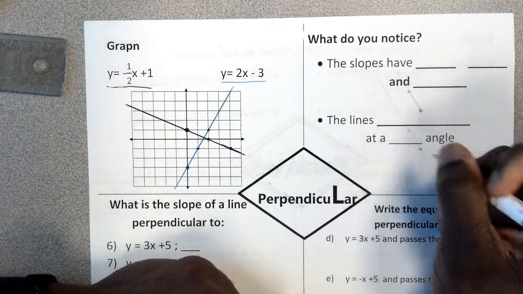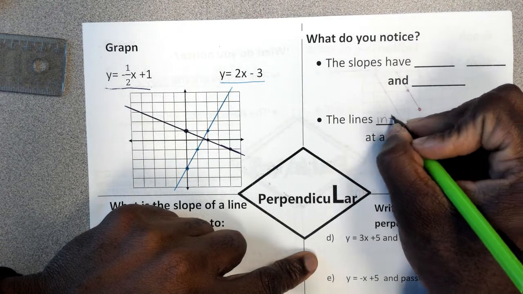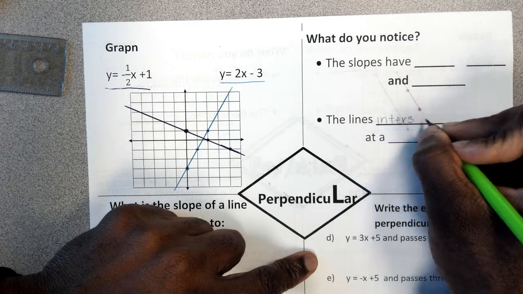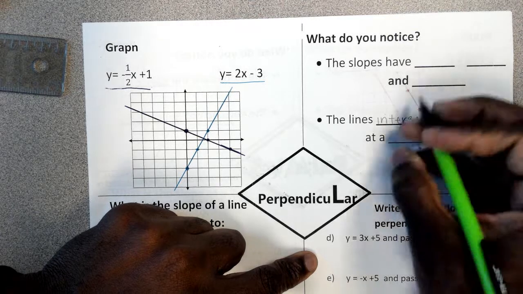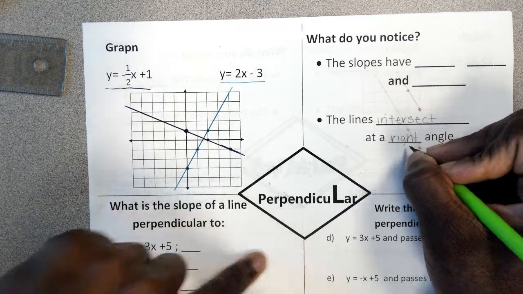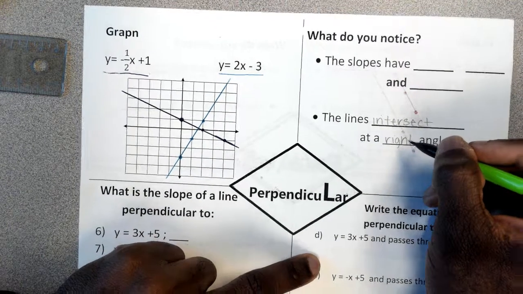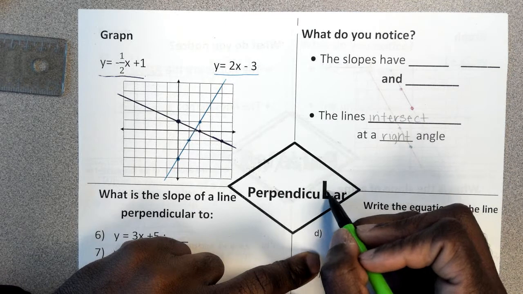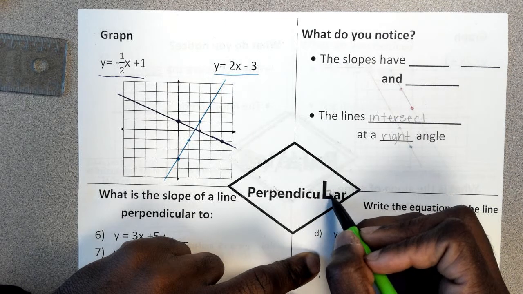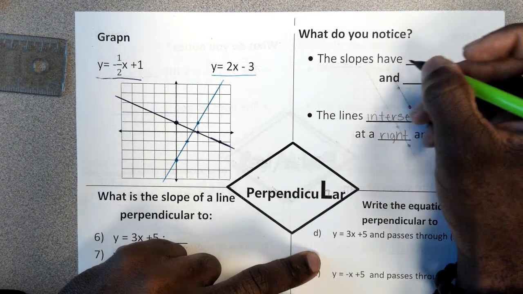Alright, what I do know is the lines intersect at a right angle. That's the definition of perpendicular, anything that intersects at a right angle, a 90-degree angle.